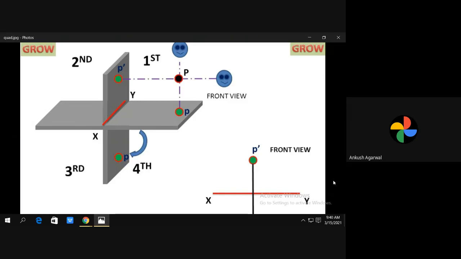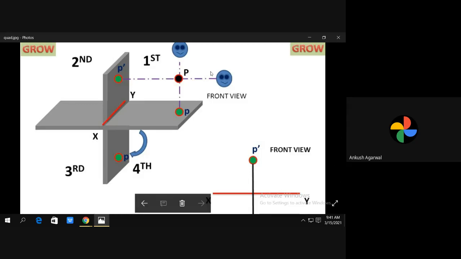is above XY line. First angle projection is basically preferred in Asian countries like India, and third angle projection is preferred in Western countries like USA. And second and fourth angle projection, we don't prefer them because front view and top view overlap. So there's a lot of confusion because front view is coming over the top view. So second and fourth quadrants are not preferred for drawings. Only we prefer first angle projection and third angle projection.